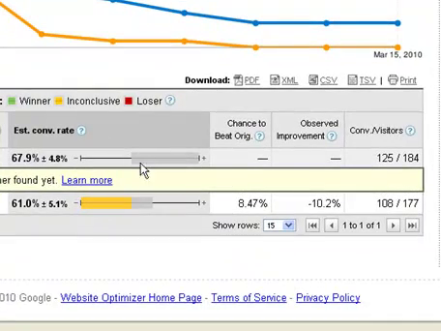Now let's scroll down a little bit, and you can see that for the original page we had 125 out of 184 people opting in, and for the attitude page we had 108 over 177. Now, why did the original page perform better than the attitude page?